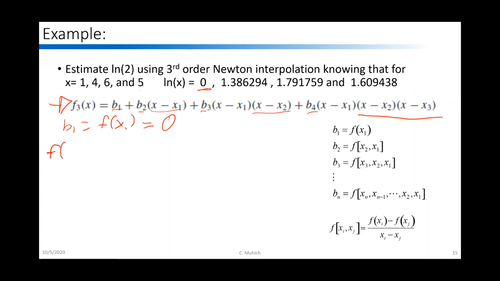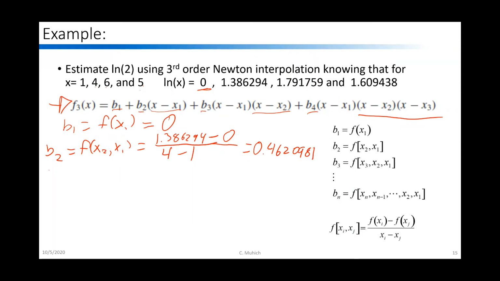So here we can say, I've got to give myself a little more space, b2 is going to be f of x2, x1, which is the f of x's subtracted from each other, so 1.386294 minus f of x1, okay, that's 0, over the difference between the values, so that's 4 minus 1. When I do this out, I get 0.462091.